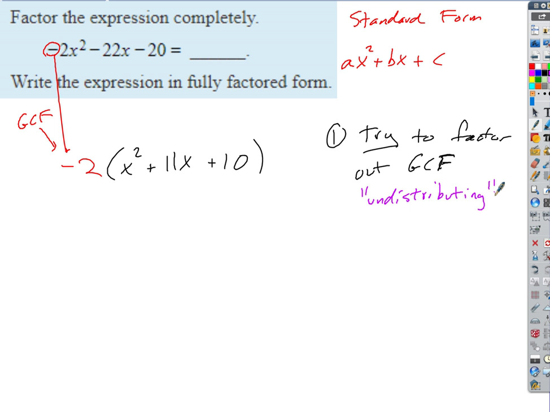Now we've got this other factor here, x squared plus 11x plus 10. We look for magic numbers.